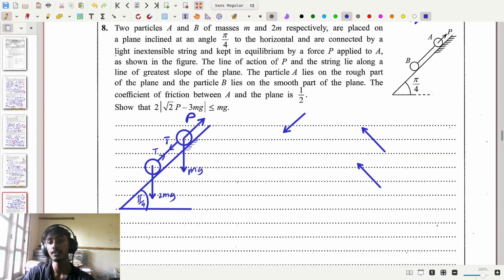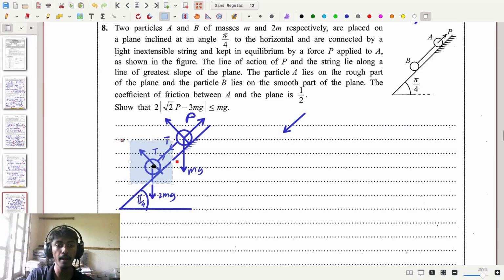Now after this, since the two particles A and B are lying on this inclined plane and they are not falling through the inclined plane, there must also be a normal reaction force acting from the plane onto these two particles A and B. So therefore, I'll mark that normal reaction like this on the particles A and B, and I'll mark the force on A as R sub A and the force on B as R sub B.